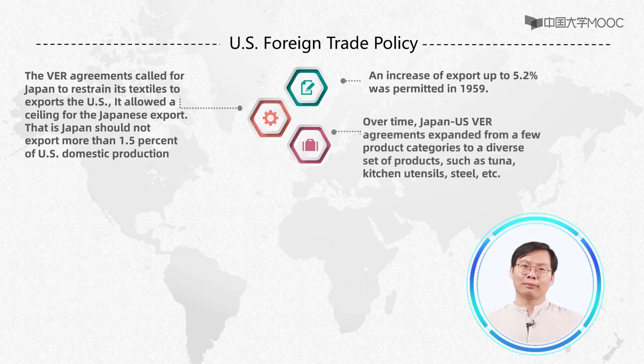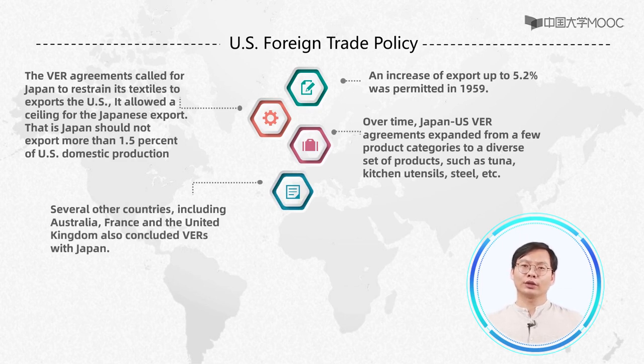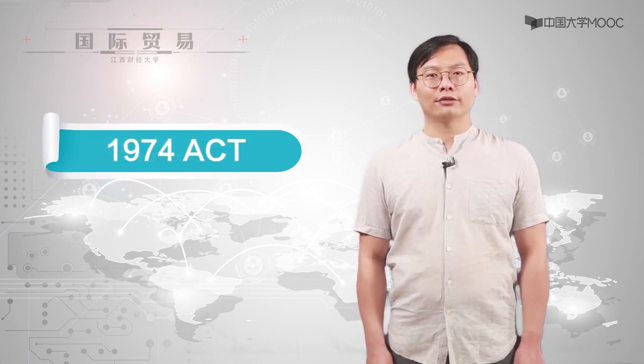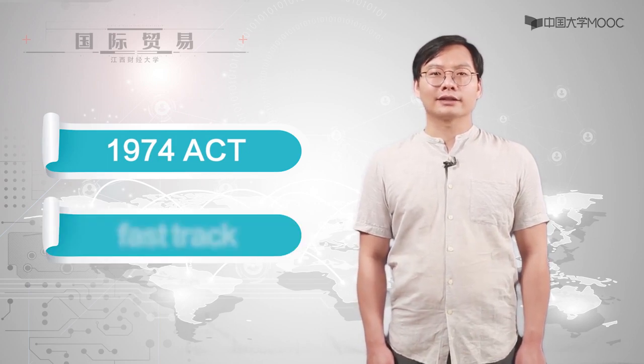Over time, Japan-US VER agreements expanded from a few product categories to a diverse set of products such as tuna fish, kitchen utensils, steel, etc. Several other countries, including Australia, France, and the United States, also concluded VERs with Japan. The most important act in the US in the 1970s is the 1974 Act. It is well known as the Fast Track.